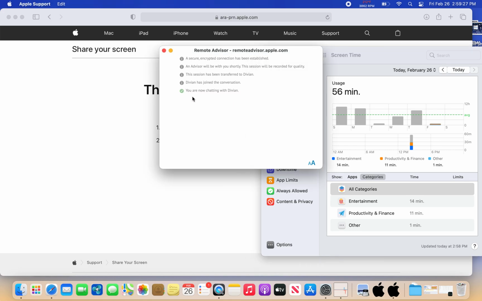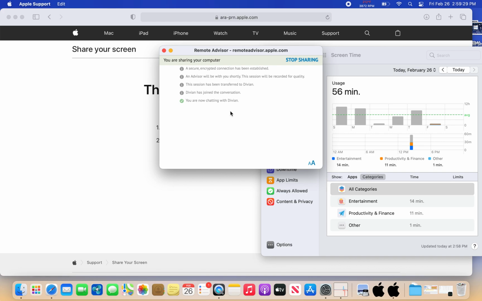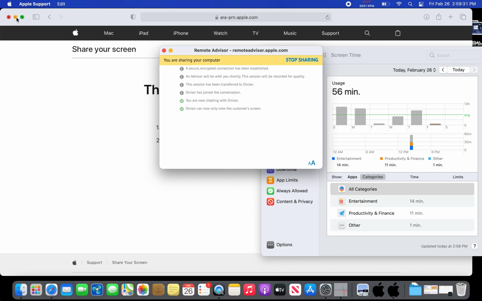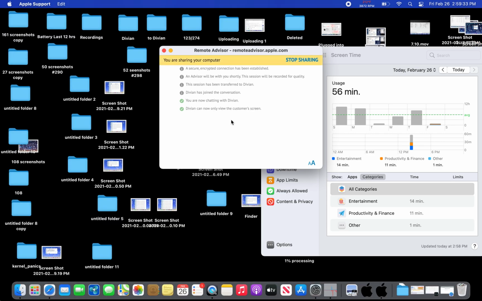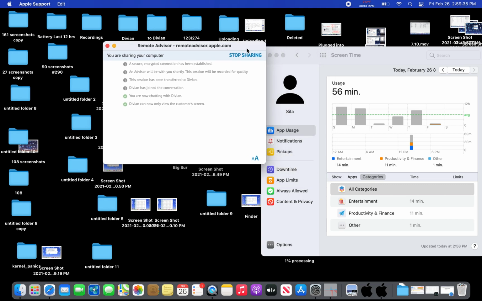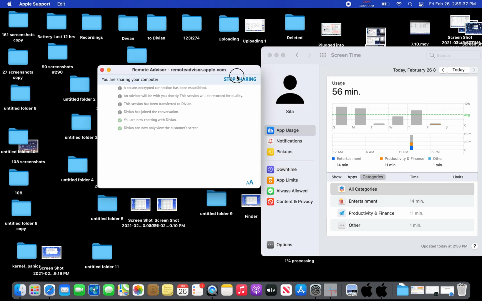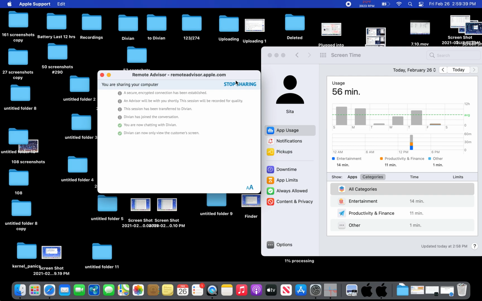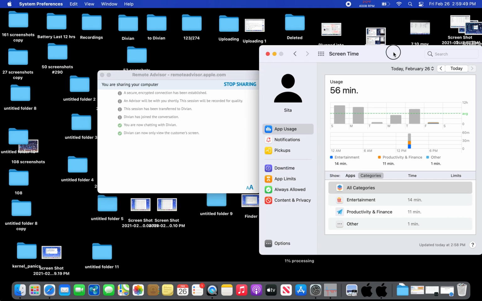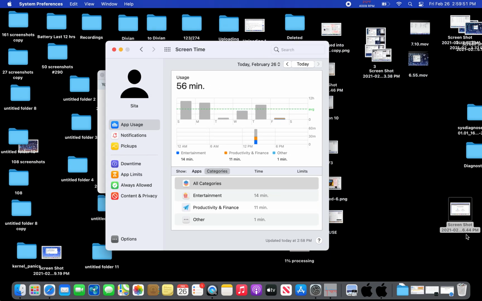It says you're chatting with Divian. Let me know when you're on the screen. Alrighty, there you are. I can see your screen, but I can't control your screen. You can see it now, right? Yes. Perfect. So listen, I don't want to take up too much of your time, so let's go through this fast. Okay. So you see, "other" there is 1 minute. Yes. Good.